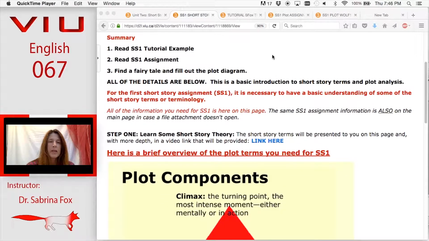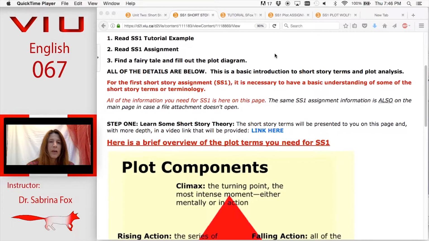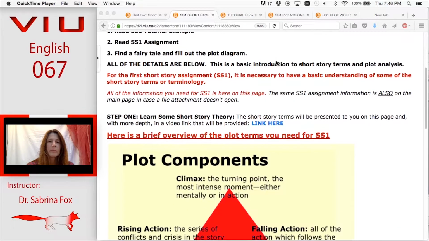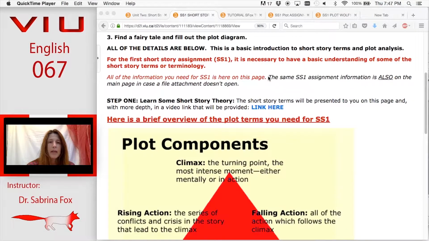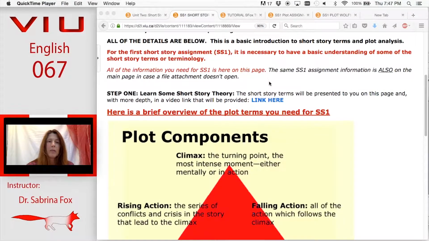And the assignment is basically using a fairy tale. You'll fill out and discuss plot. As well, you'll talk about theme. So you're looking at what happens and what it means.